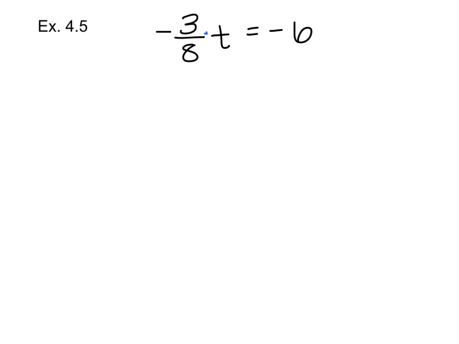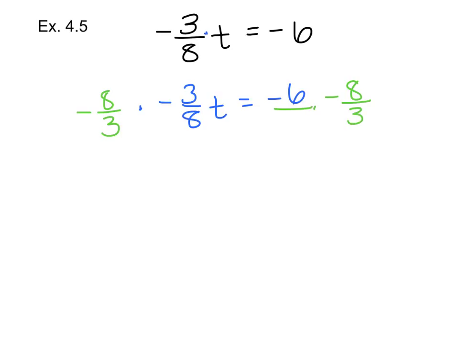Well, if you think back to middle school, when you divide by a fraction, you really flip it and you multiply it. So I'm going to rewrite the equation. And I'm going to flip this fraction that I'm dividing. I'm going to keep its sign though. So it's going to turn into negative 8/3, and I'm going to multiply that by both sides. If it helps, you can turn that negative 6 into a fraction by putting a 1 under it.